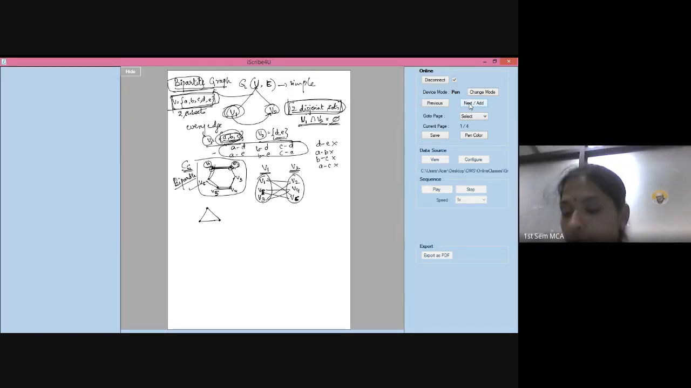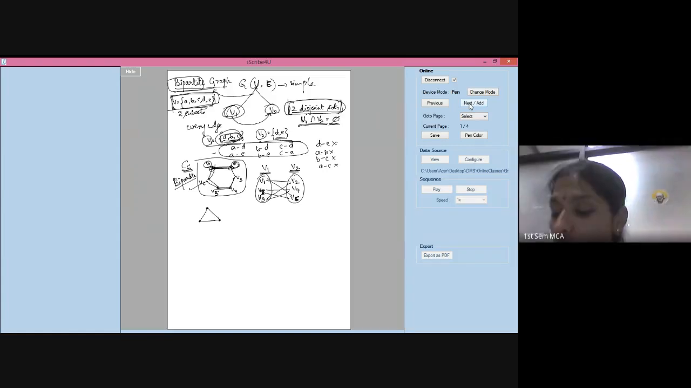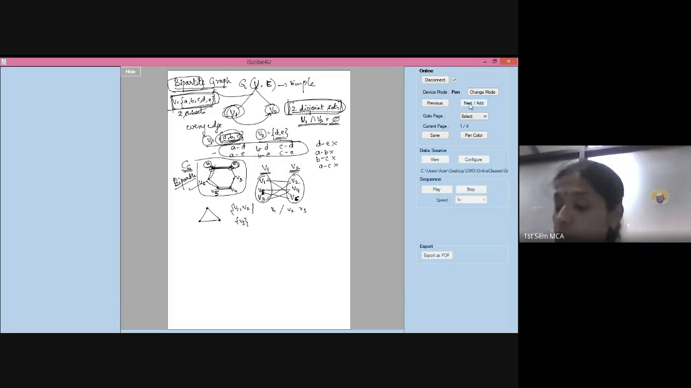What about this one? No, ma'am. Why not? We cannot divide. Since you have only 3 vertices, either you mark V1 and V2 and put them into one, and V3 into another one, or you make V1 and V2 with V3. Either way, it is not possible to get a disjoint division. You cannot make it. So this is not a bipartite graph.